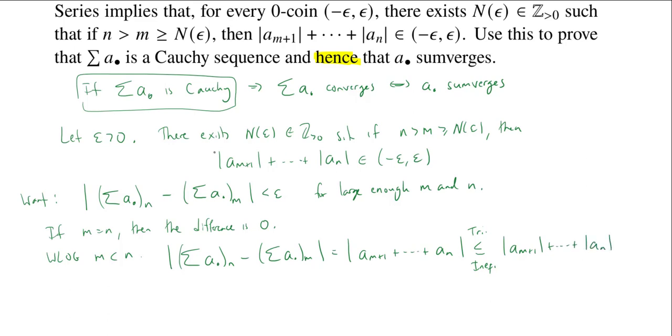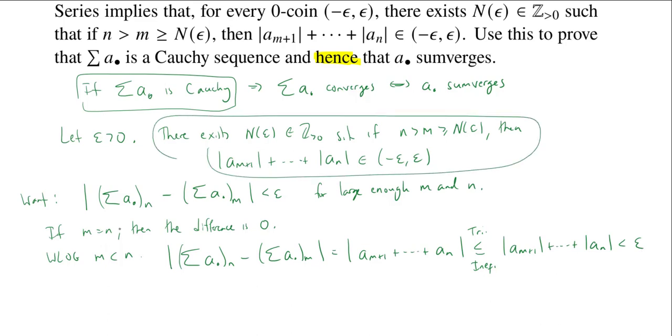But we know that that sum lies between negative epsilon, and hence is less than epsilon. And so what we've established is, as long as we're following this, how big do m and n have to be, right? Well, here, this is for all n greater than m greater than or equal to this N of epsilon that we had up above. Okay, but there we go.